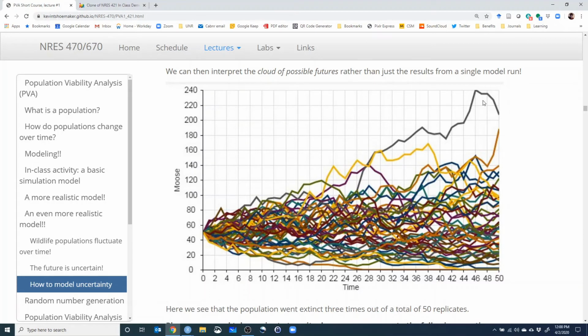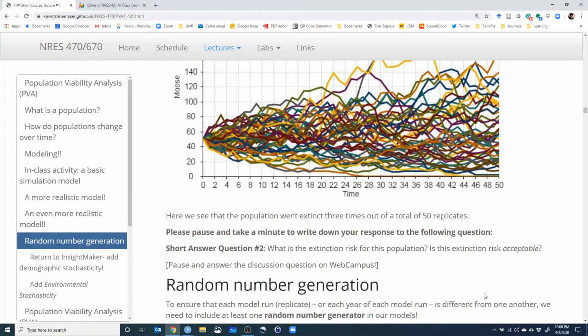Perhaps it's going to grow. Perhaps it's going to get up to 200 after year 50. Or perhaps it might go extinct. And we don't know because of inherent variability that we can't predict. And it's really useful to be able to acknowledge that in our models and to be able to run the model many, many times and to interpret this whole cloud of possible futures rather than just a single trajectory. We call one of these a single trajectory. Here we run 50 trajectories or 50 replicates.